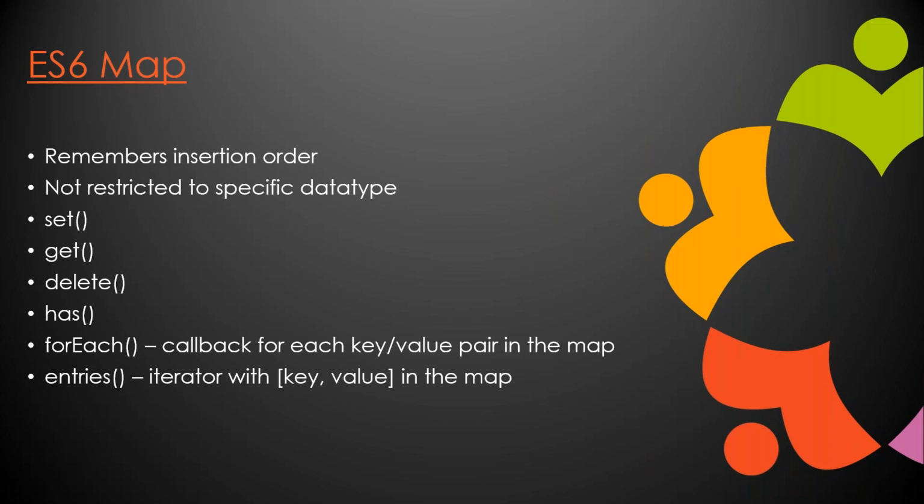Map, again, is a bit strange. It's got set and get. It hasn't got put, which you would expect from other languages. Again, the forEach gives you a callback for each key value pair in the map. Entries gives you an iterator where each element is an array, where the first element is the key and the second value is the value.